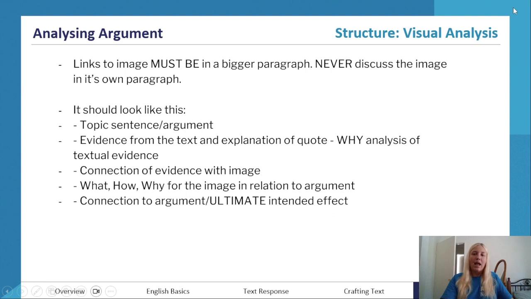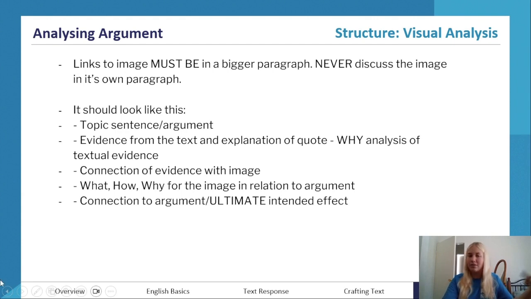Visual analysis. Any image or visual that is given to you as part of your piece must be analyzed. And it must be analyzed in a body paragraph. It doesn't get a separate body paragraph. It should always be in a bigger paragraph. So you must find which argument the visual relates to and find a way to link it in. Now, how do we do this? Let's imagine we have a topic sentence or an argument.